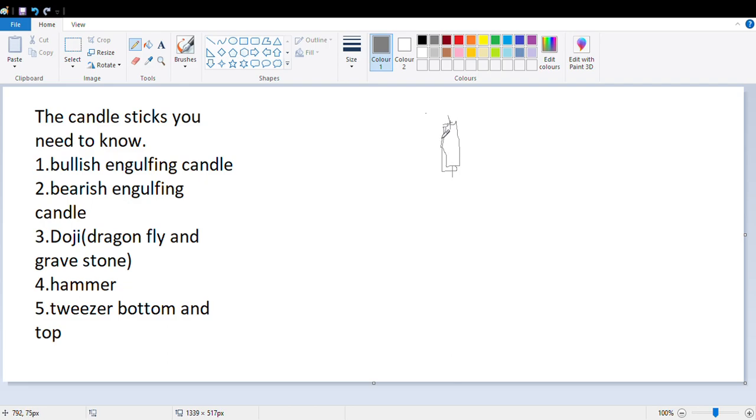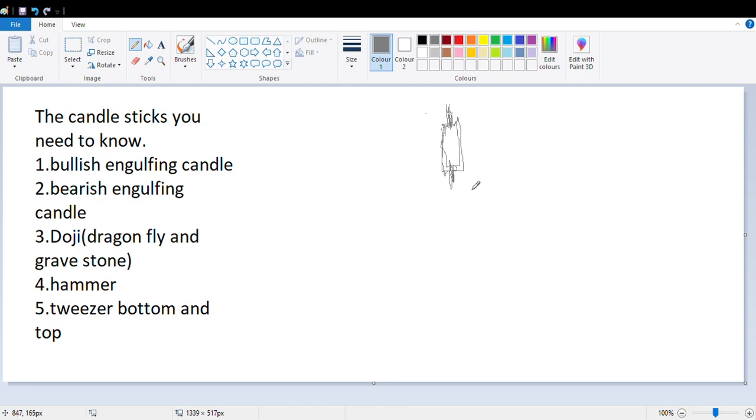So as a beginner, you need to understand these patterns or these charts before you can trade. If you don't understand, then you cannot trade, because you have to understand their interpretations, what is telling you at the market. If this forms, what is it telling you? If that forms, what is it telling you? So you have to understand these candlesticks.